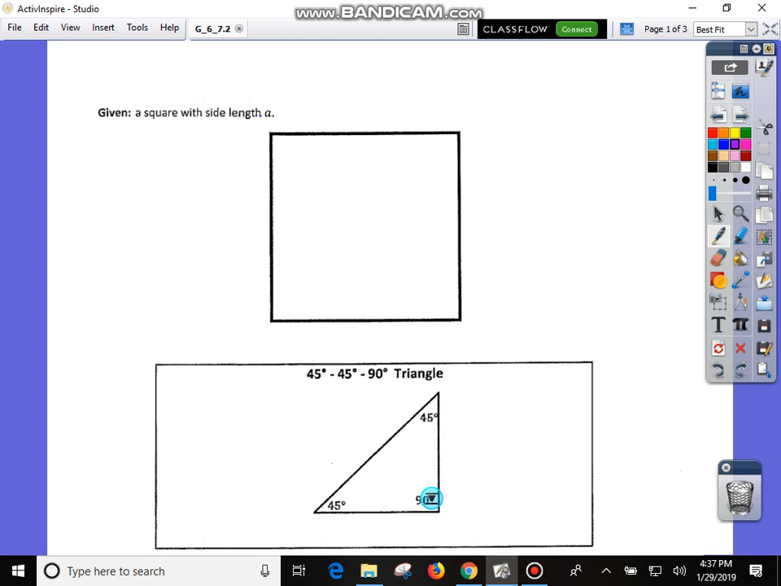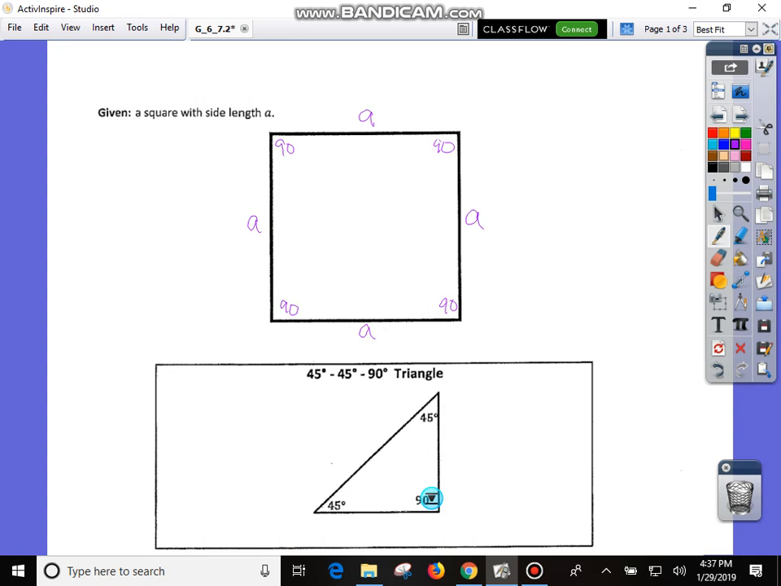A square with a side length of A. So in a square, we know that we have right angles. So these are all 90 degrees. Okay, all exactly the same. And we know that all sides are the same, and it says side length of A. So this is A units long, A units long, A units long, and A units long.